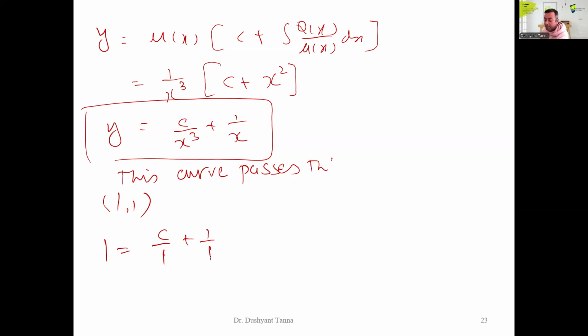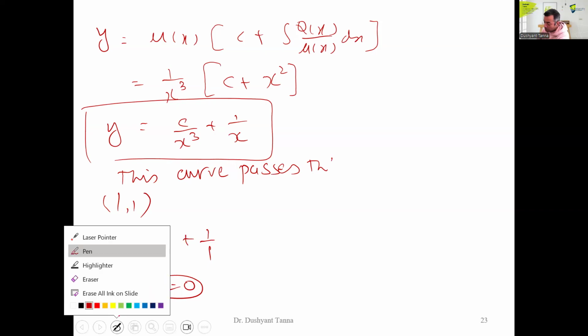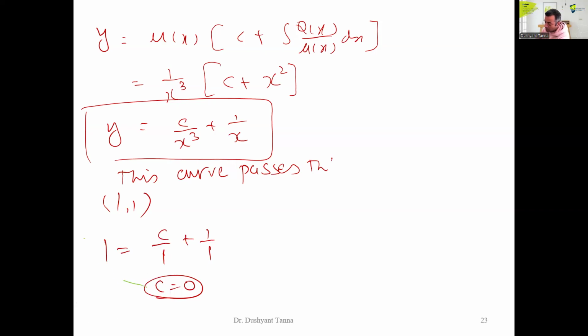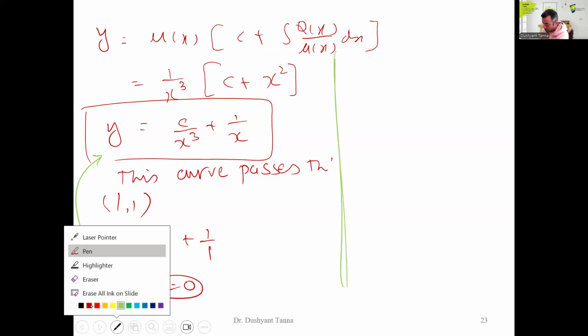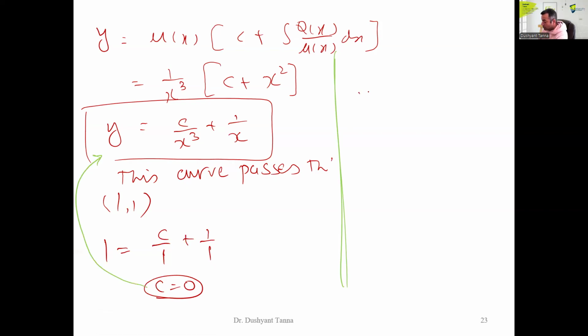When you find x and y, replace it one by one. So c plus 1 is 1. Therefore, c is equal to 0. Once I get c is equal to 0, I'll have to put it up here. And therefore, y will be 0 over x cubed plus 1 on x.